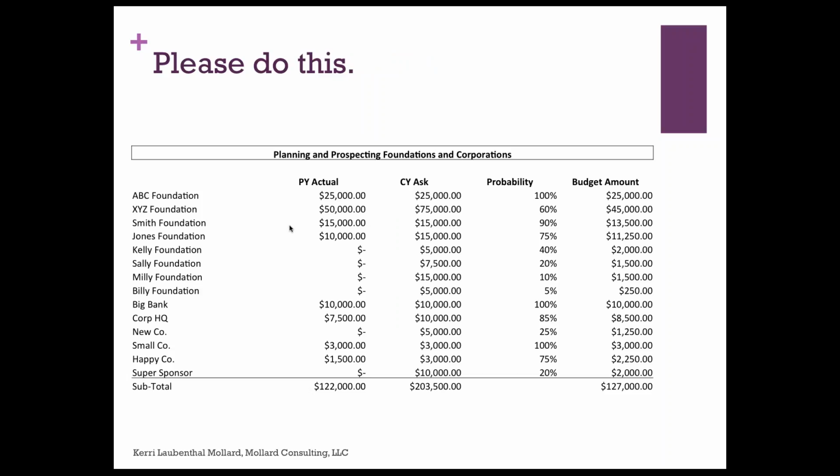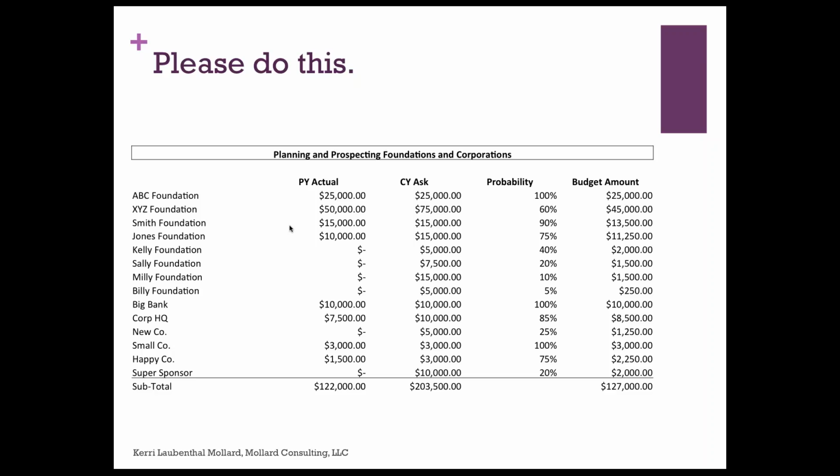But then look at my probabilities. 40% chance, 20% chance, 10% chance, 5% chance. So then I'm only budgeting a few $1,000s on these prospects rather than budgeting 30-some thousand on these prospects. So again, it's not bad to think about prospecting. It's not bad to think about asking your current donors to give more. But don't budget on that hope and that dream and that wish.